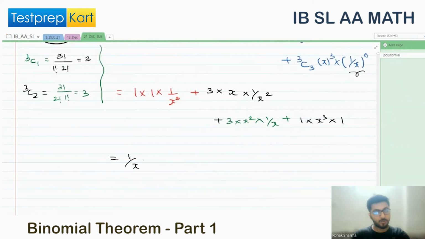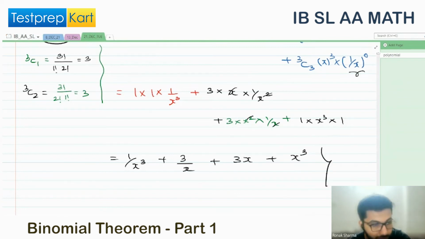1 by x cube plus this x and x will cancel out. So it will be 3 by x. Then this x and this x will cancel out, so it will become 3x. And we will have x cube. So this is your answer. Got it?